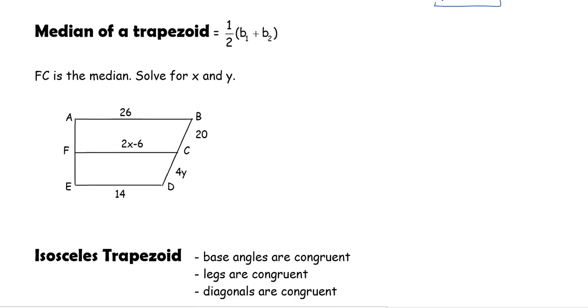In a trapezoid, we have a median, and we've talked about medians in triangles, and those were called midsegments. And if you remember, a midsegment is formed by connecting the two midpoints together. So because FC is going to be a median, that means that F is a midpoint, and that means that C is going to be a midpoint. In order to be a median, or midsegment, it has to connect the two midpoints together, and midpoint is going to be halfway along those sides.